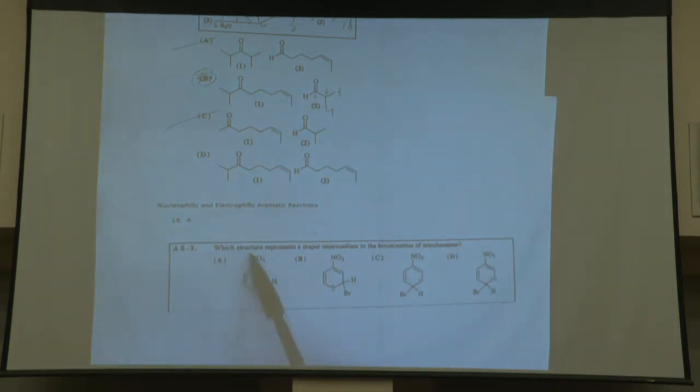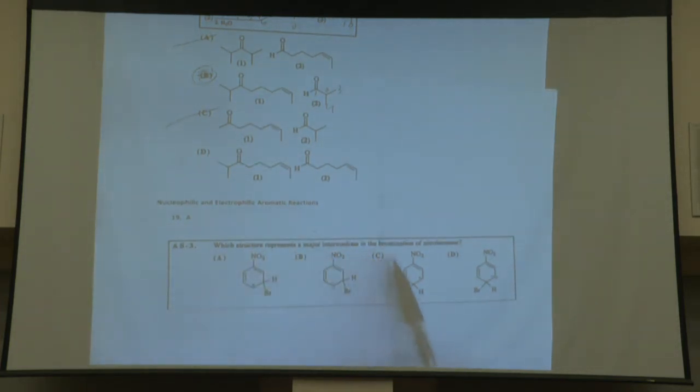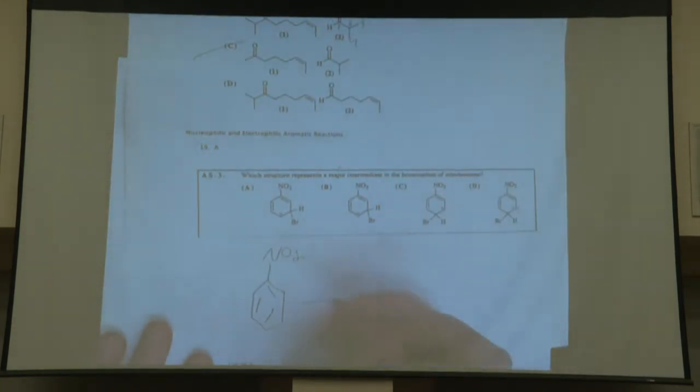So which structure represents a major intermediate in the bromination of nitrobenzene? So this is our nitrobenzene. When you brominate nitrobenzene, that's just Br2, FeBr3, right? Is that electrophilic or nucleophilic aromatic substitution? And you will get concept questions asking you either way, so you should know.